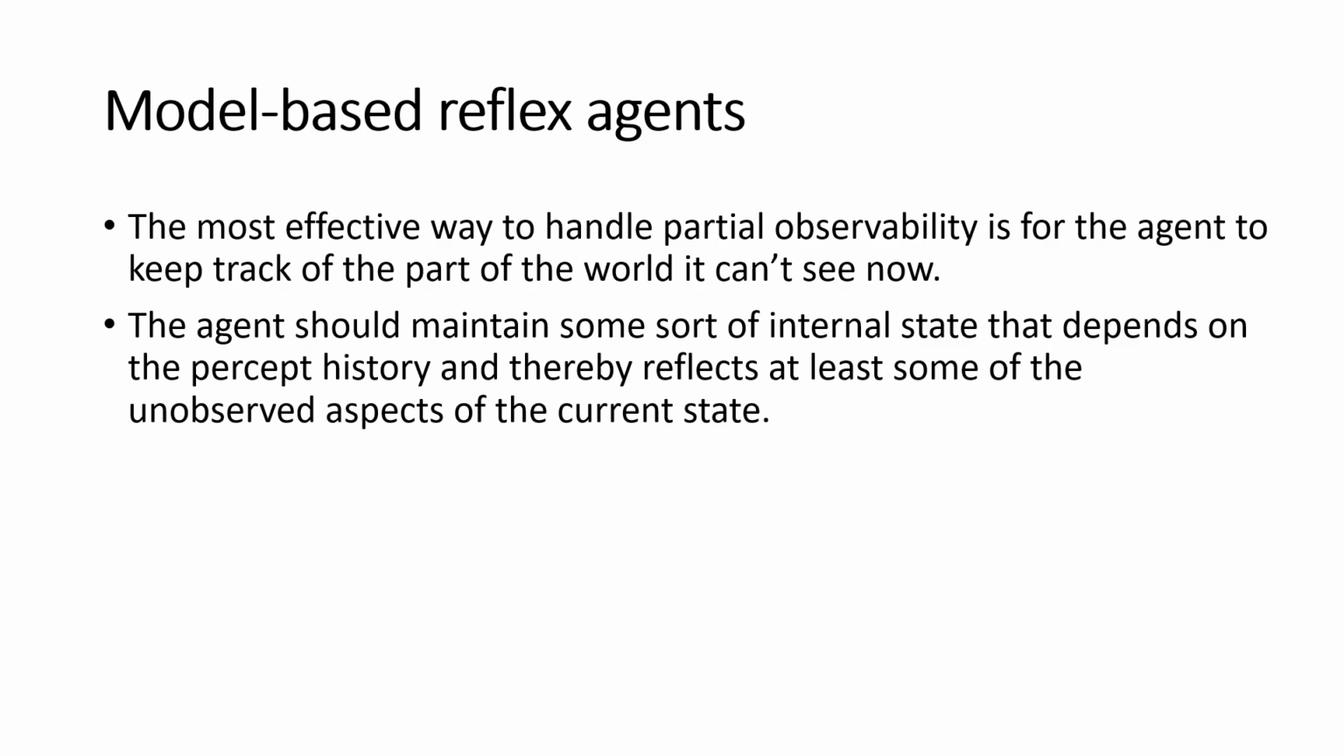The second type of agent program is model-based reflex agents. The most effective way to handle partial observability is for the agent to keep track of the part of the world it can't see now. So the agent should maintain some sort of internal state that depends on the percept history and thereby reflects at least some of the unobserved aspects of the current state. That means here it will consider the current percepts, and along with that, it will consider the percept history also. So accordingly, it will check the condition action rules and select the action.